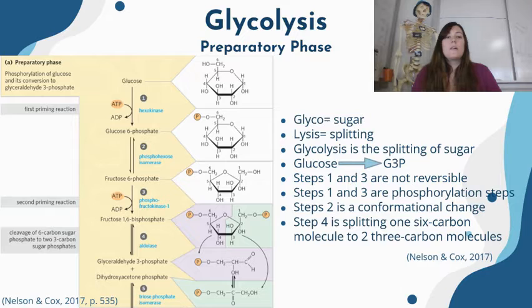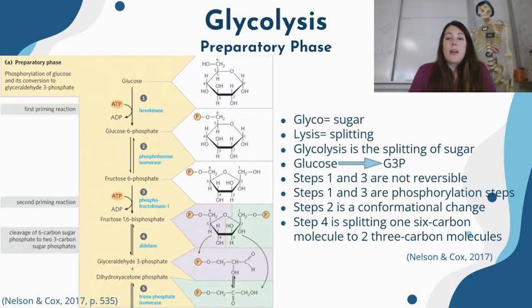glucose in gluconeogenesis. Now, the second reaction uses the phosphohexose isomerase to convert this glucose 6-phosphate to fructose 6-phosphate, a conformational shape change.